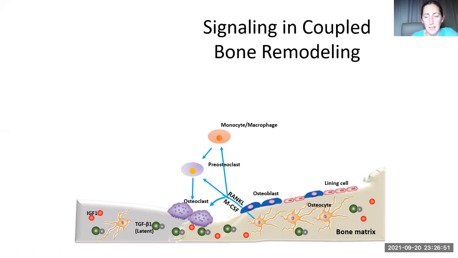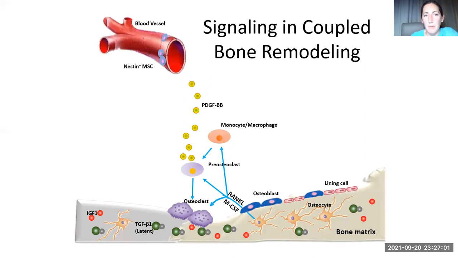Some of the things that our lab particularly has studied is the cytokines and growth factors that get secreted during this process. So pre-osteoclasts, before they form into osteoclasts, secrete a factor. And one of their factors that they secrete is platelet-derived growth factor type BB. That works by recruiting endothelial precursor cells and mesenchymal stem cells to bring in blood vessels and cells that can differentiate into osteoblasts to the bone remodeling site.